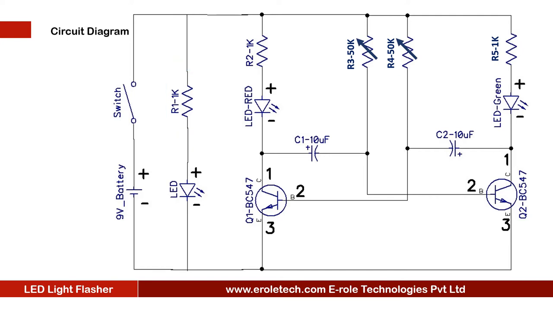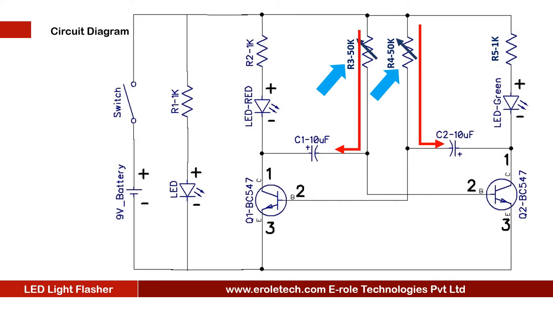When we switch on the circuit, then current flows through these two 50 kilo ohm variable resistors. Transistor turns on when it gets 0.7 volt at its base terminal. One terminal of capacitor C1 and C2 is connected to the positive supply, but it will not start charging unless the second terminal connects with the ground.